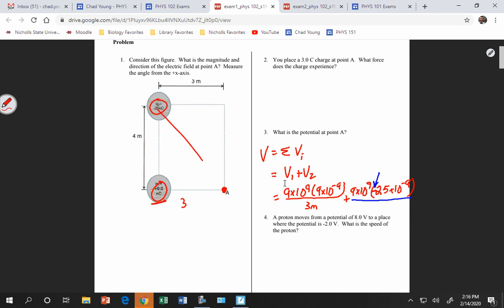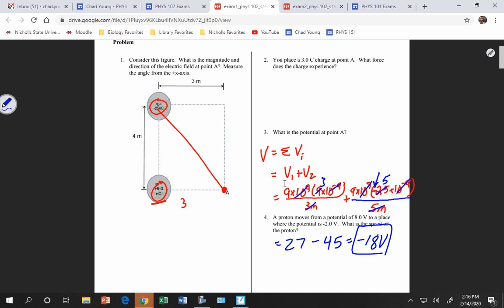The distance here, that's a 3, 4, 5 triangle, so that's 5 meters. I just did the square root of 3 squared plus 4 squared. Numbers work out easily here. These cancel. That gives me a 3 right here. This gives me a 5. Those cancel. So I've got 27 minus 45. So what's that? Minus 18 volts. Okay, that's the potential at that point.